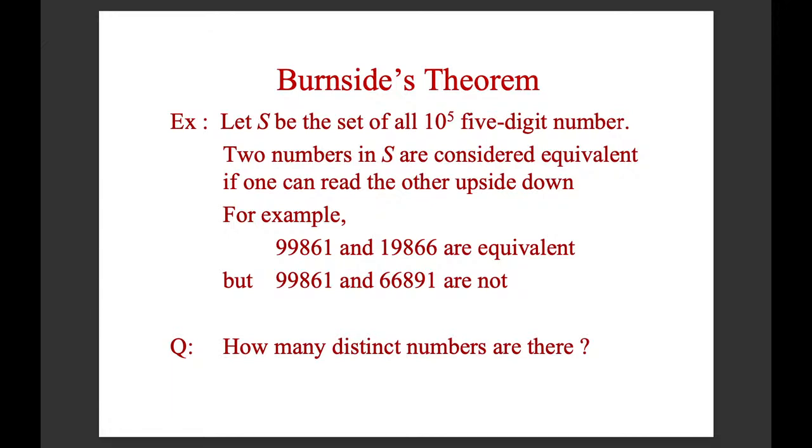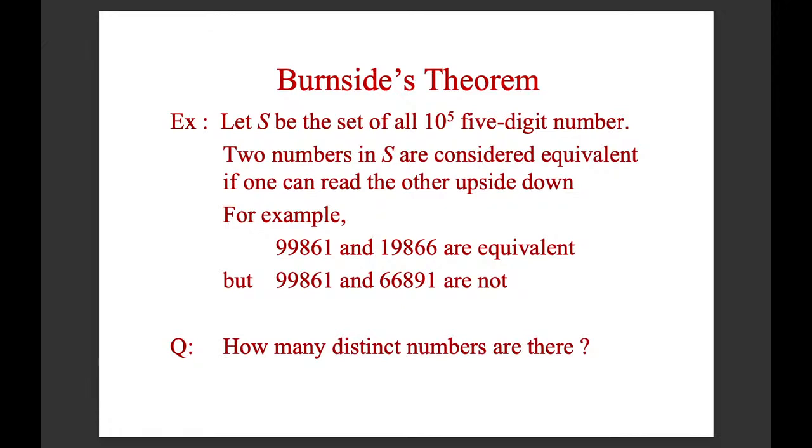So we want to find out how many different license plates we can form without any ambiguity. In this example, we are looking at a ground set that contains 10 to the power 5 different items. Each one of them corresponds to a 5-digit number, starting from 00000 to 99999.